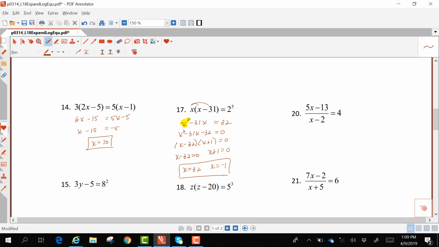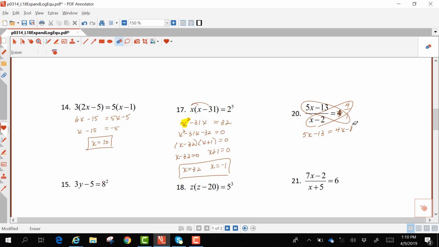I'm going to move to number 20 because this is our rational equation. It has a fraction in it. When I work rational equations, I usually like to make it a fraction equal to a fraction, so I rewrite the 4 as 4 over 1. Then I cross multiply. So 5x minus 13 times 1 is just 5x minus 13. And x minus 2 times 4 would be 4x minus 8.